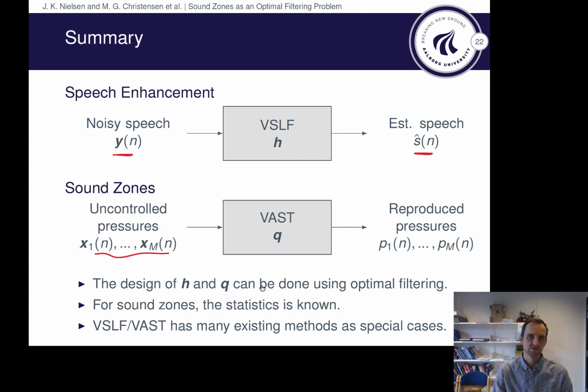One disadvantage of applying this framework to the sound zones application is that the dimensions of the covariance matrices are much larger than in speech enhancement. So the computational complexity will also be higher. We haven't started to look into fast methods yet, but we have some ideas for how that can be done, but that's future work.